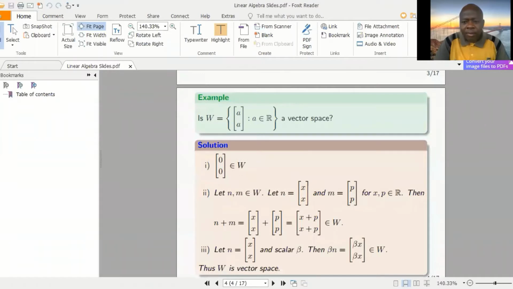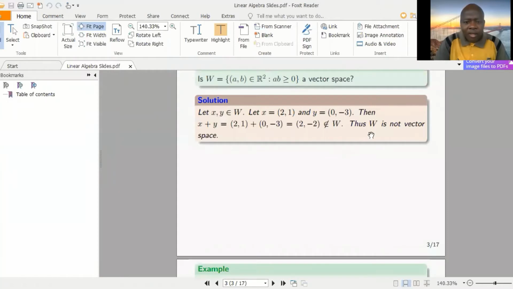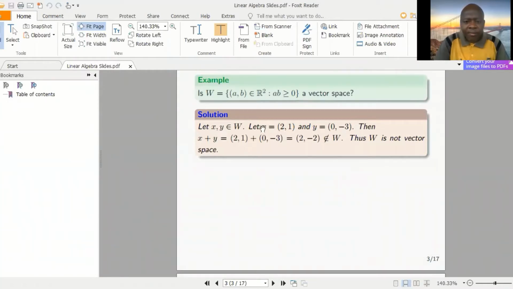So the other example is this. This is the other example, and it says, is this set W a vector space? And I have already told you that this one can also be written this way. So I just want you to know how to write it. This one is written in row form. You can even write it in column form like this. There's no problem, and it means the same thing.